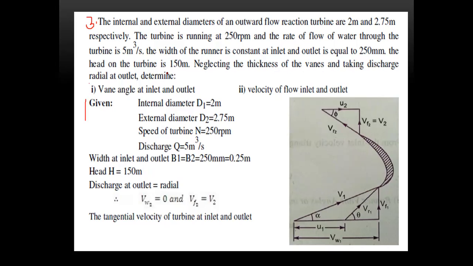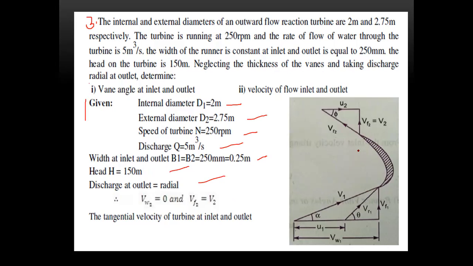Now this is a question. Write the given data. Discharge width of the inlet head is equal to 150. Discharge at outlet. So these are the triangles for this reaction turbine.